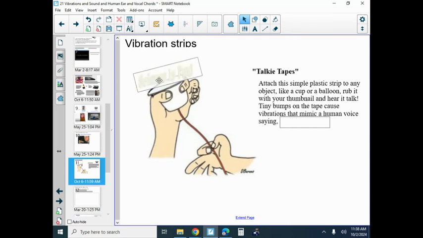Vibration strips. This wouldn't be something you know about, but I have little vibration strips here. I'm going to do it right next to my lapel mic, see if you can hear it. There are little grooves, and you just run your fingernail along it. I'll listen to the video later and see if I can hear it. But let's see.